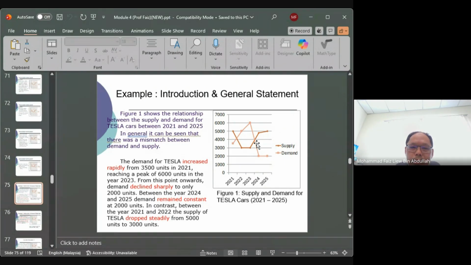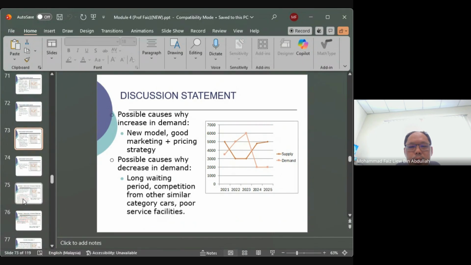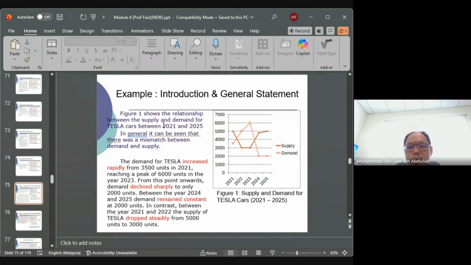So still under this graph, when you show this graph in your thesis, you have to write clearly. Like just now, before that, I just showed you the graph and the explanation. When you present it, you should write a statement like: Figure 1 shows the relationship between supply and demand for a Tesla car between 2021 and 2025. So this is the figure and that's the figure.